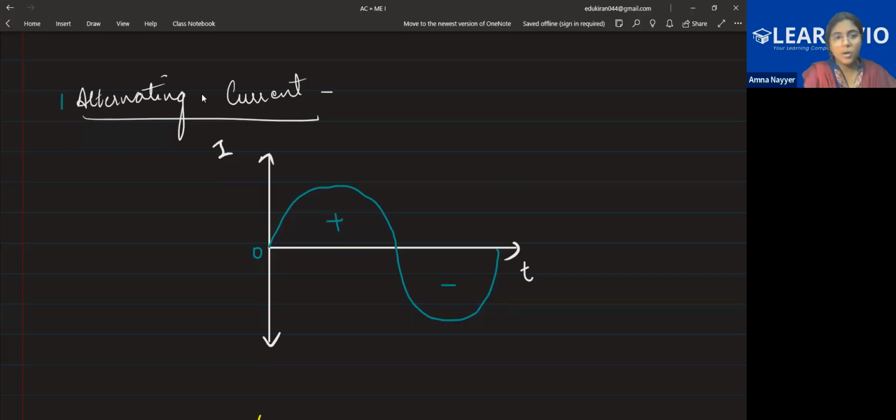Alternating, the term alternating, means changing. Means the current is changing. And how is it changing? Class, this form of graph, this wave that has been drawn, is basically the sinusoidal wave.